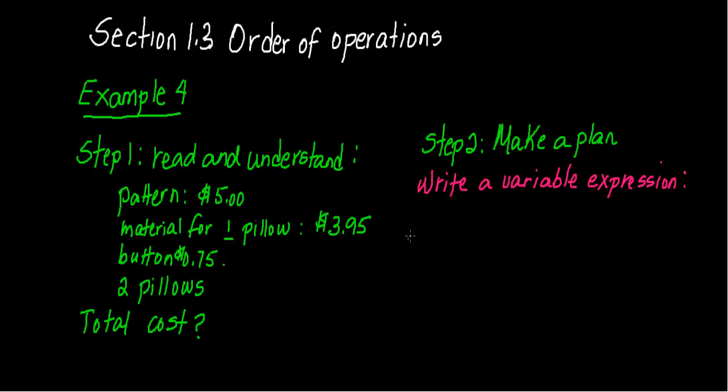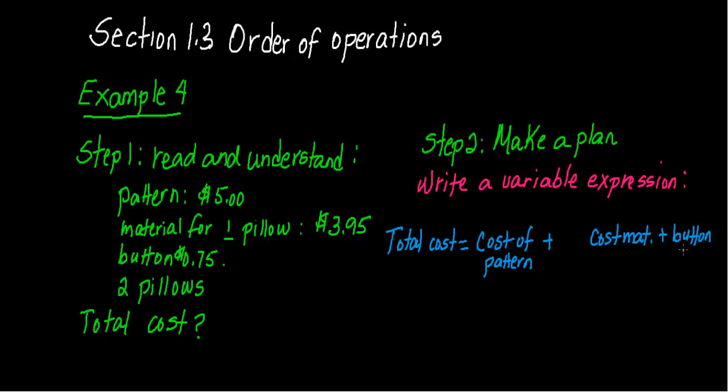I'm going to say that the total cost of making 2 pillows is going to be the cost of the pattern, which I only need to buy 1, plus the cost of material for 1 pillow plus a button for each pillow. So to make a pillow, I need to buy the materials for that 1 pillow, and I need to buy 1 button for this pillow. So the cost of the material and the button for 1 pillow, since I'm going to make 2 pillows, that means I'm going to multiply the total cost for the pillow material and button times 2, because I'm making 2 of them. So I hope this makes sense.